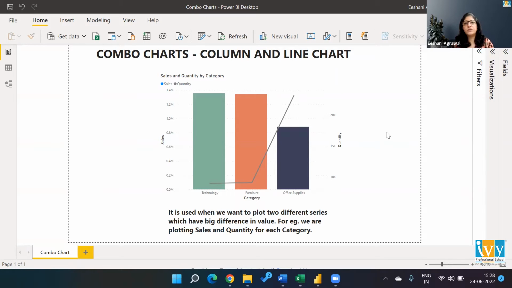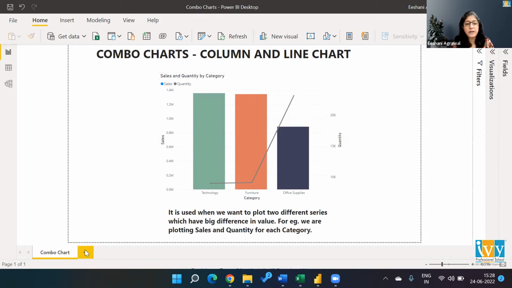First and foremost thing that we always need to think about is, why do I need this chart, or when should I use this chart? So when do we use a combo chart? We need a combo chart when we are trying to plot two different series which have a big difference in magnitude, in the sense that I'm trying to plot sales and quantity. If you look, my sales is going all the way to 1.4 million, but my quantity value is very less, about 9,000. So when we plot both the series of sales and quantity on one single axis, you will not be able to look at the quantity series at all, because it's going to be very tiny compared to the sales. So in such cases, it's always preferred we create a combo chart.